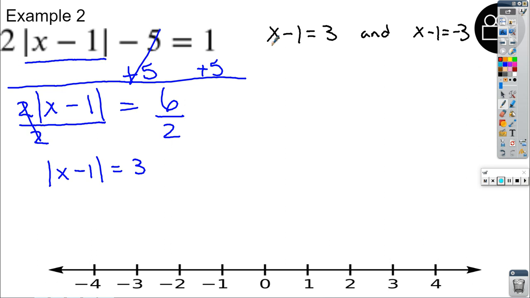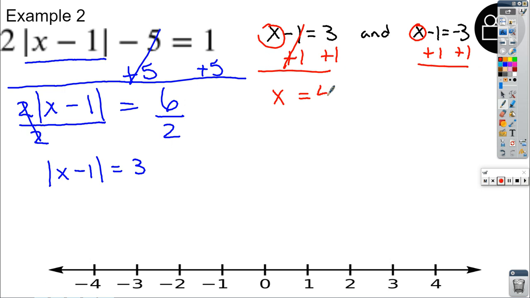First step, I want to get my x by itself, so that means this -1 has to move over. In order to move it over, I have to change it to the opposite sign, plus 1. What I do to one side, I do to the other. The steps are going to be the same in both equations here. So these two are going to cancel out. Bring down my x. 3 plus 1. There's one solution.